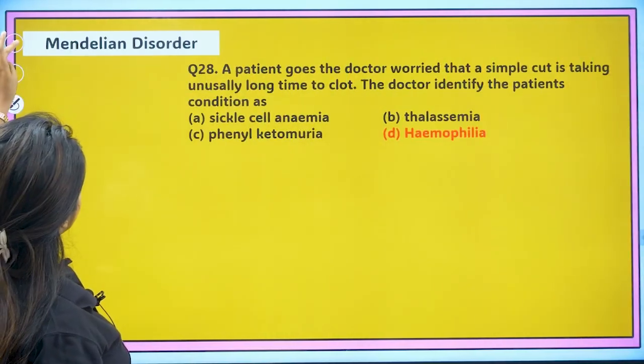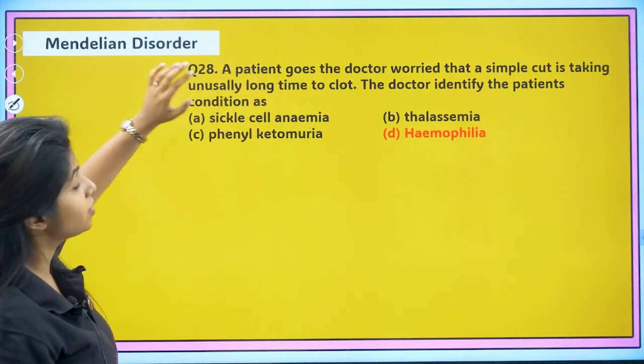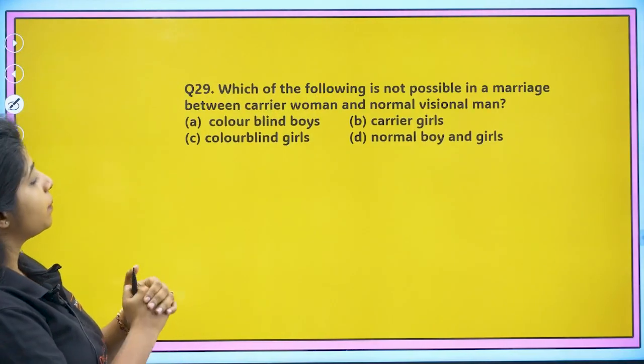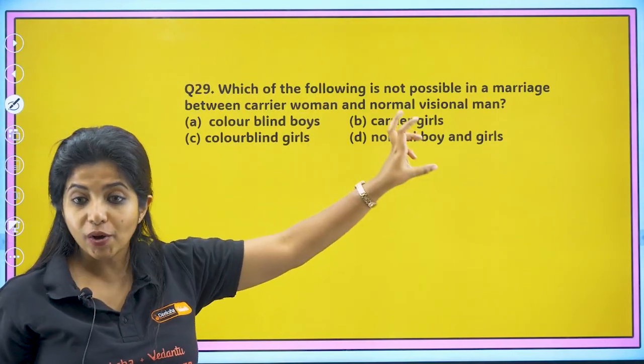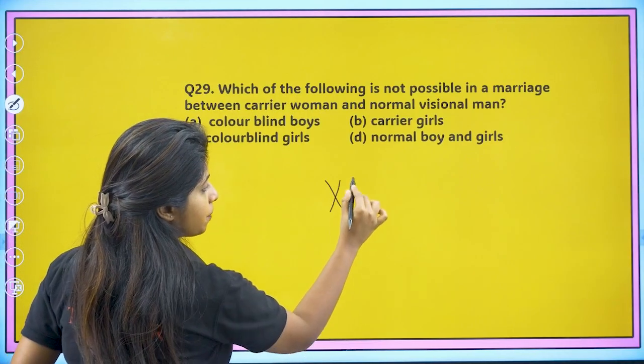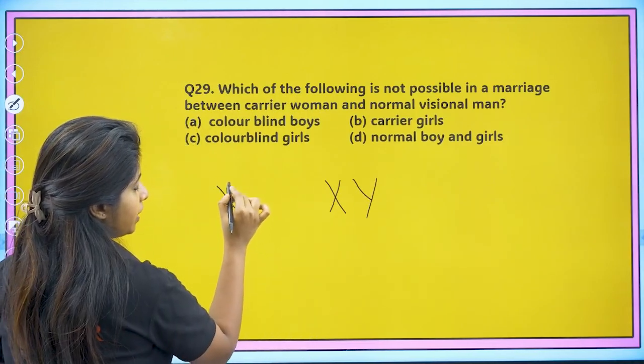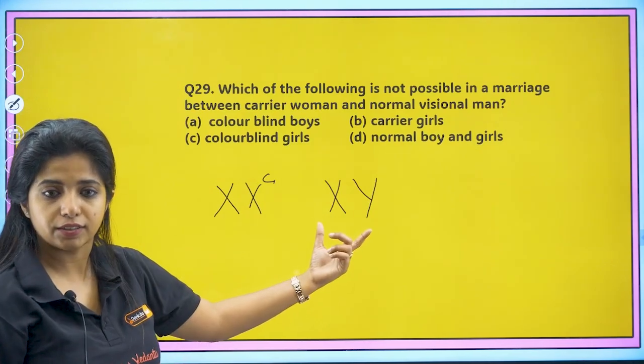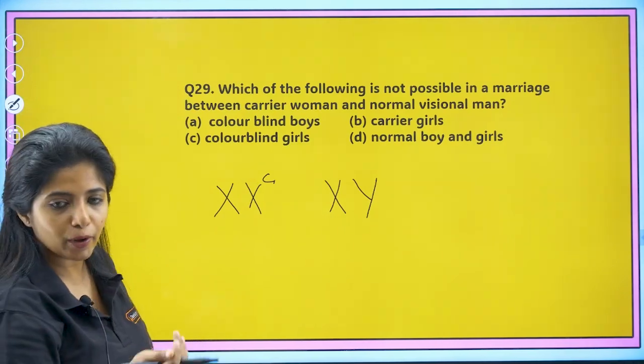Now the 29th is an example of Mendelian disorders, my dear children. Now the 29th question: which of the following is not possible in a marriage between a carrier woman and a normal visioned man? Normal visioned man looks like this. Carrier woman, my dear children, would be looking like this. You're talking about color blindness, so you know it's a sex-linked disorder. What is not possible? Let's see.